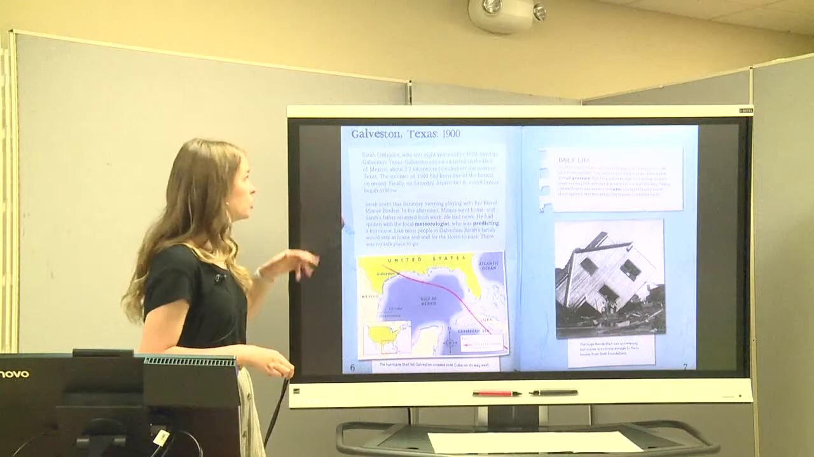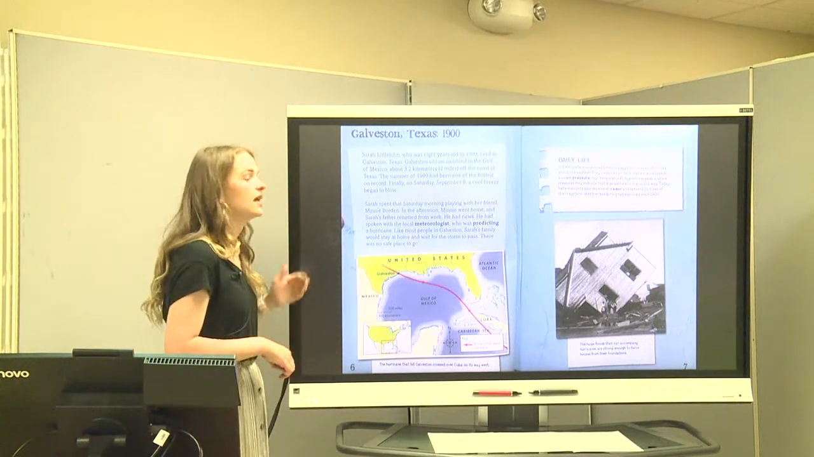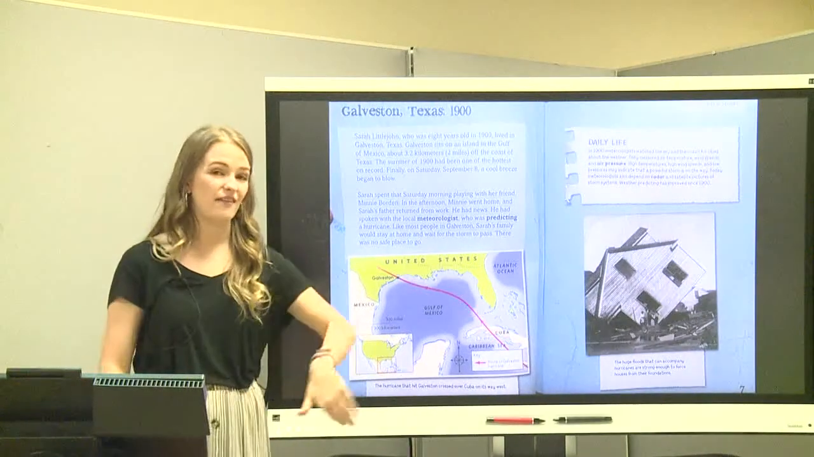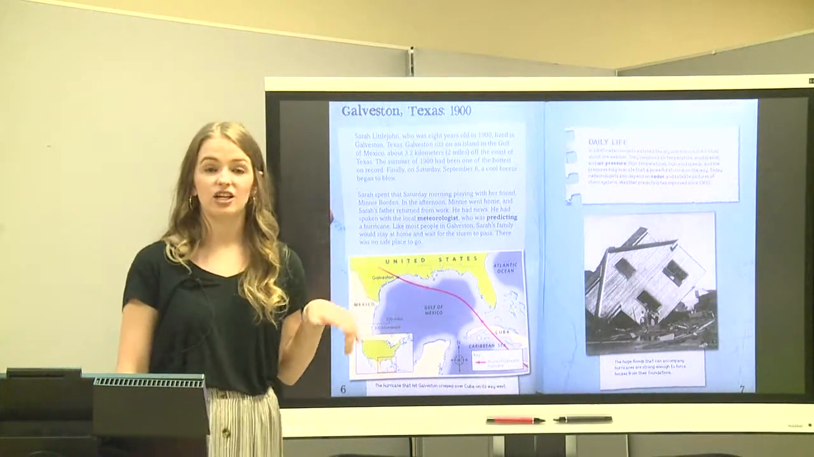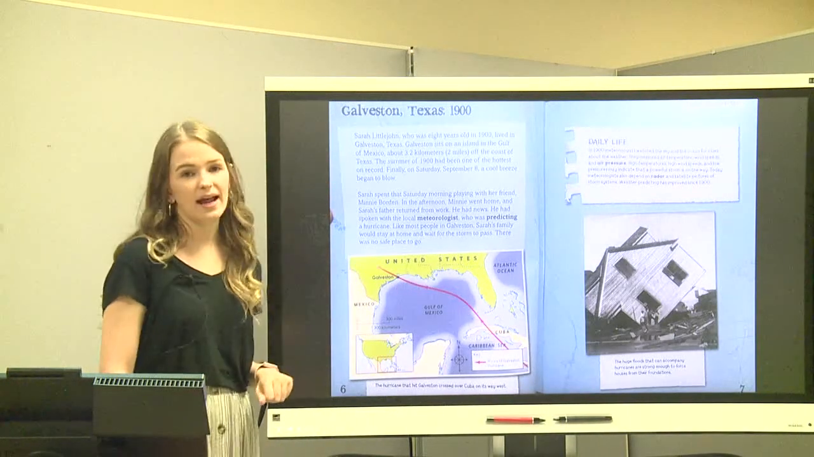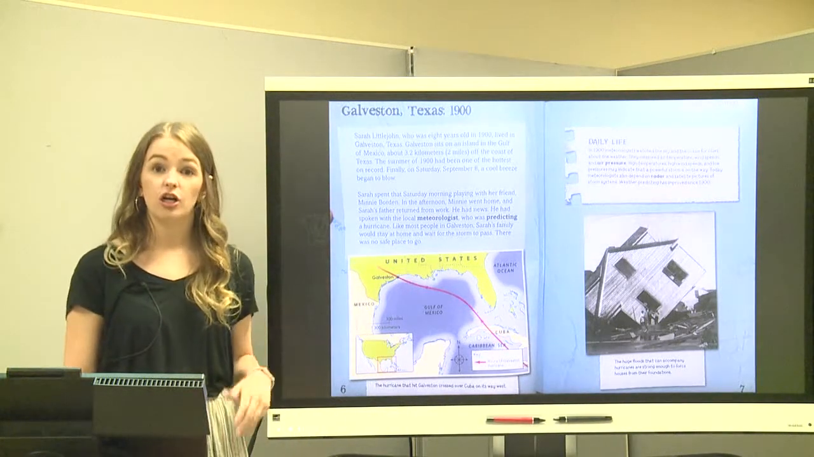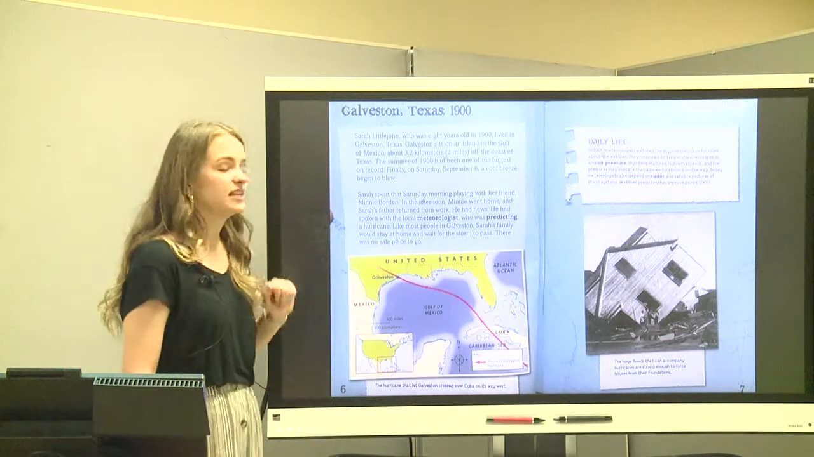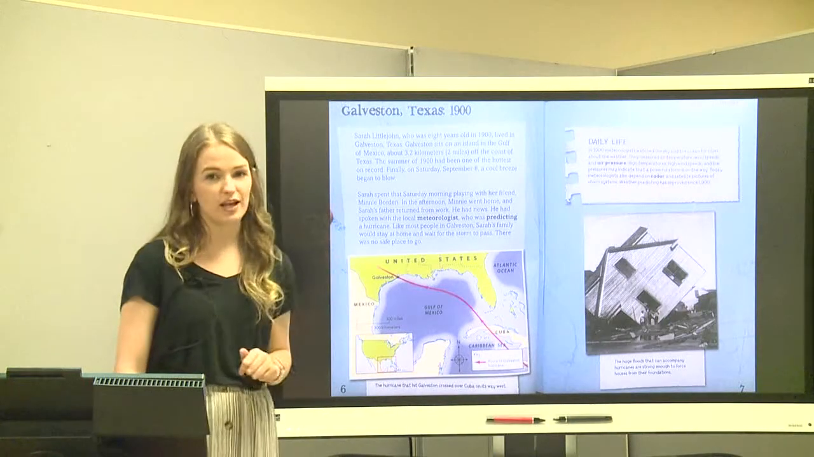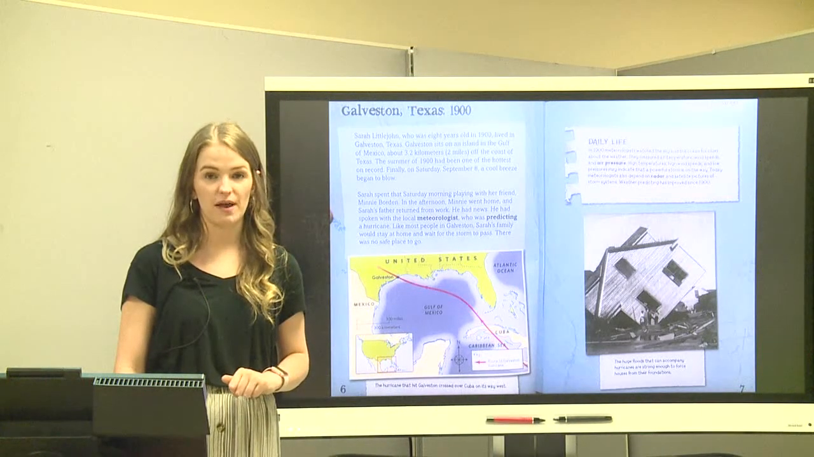So when I first look here, I see Galveston, Texas, 1900. That tells me already I have the location and the date. So on your paper, I want you to take notes and I want you to write down our information that we find. So you can write down Galveston, Texas, 1900. We'll use that information to make our text feature in just a moment.